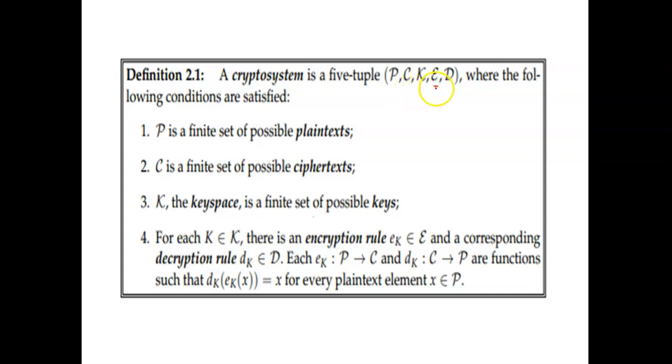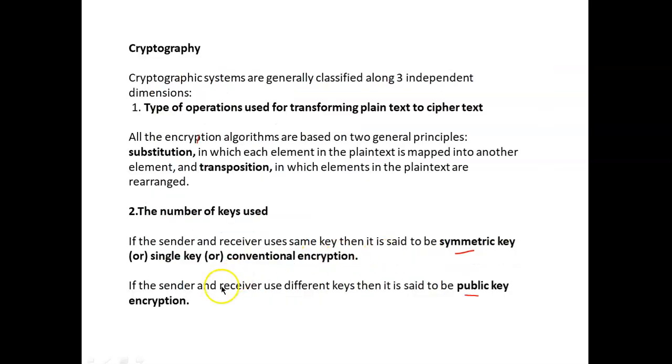E means the method or the rules which we are using for encryption, denoted by E of k, where the encrypted message is obtained by using the rules for conversion from P to C. Similarly, D means the decryption rules, denoted by D of k, from C to P, ciphertext to plain text.